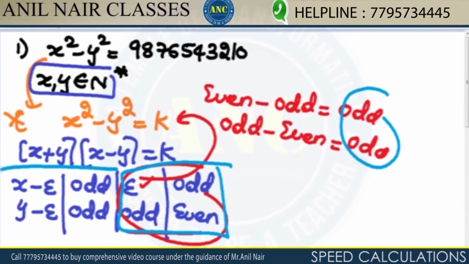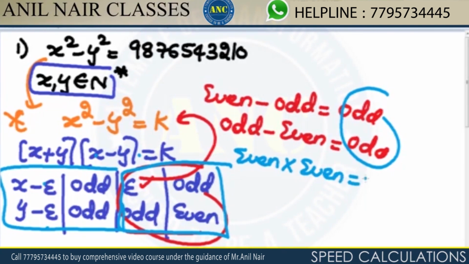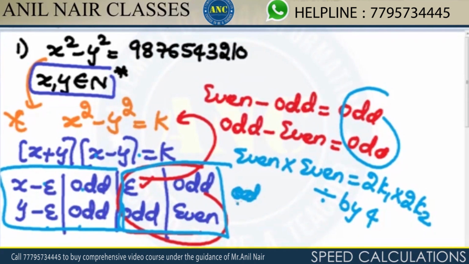If I take the first two cases, x is even, y is even. x plus y, even plus even is even. x minus y, even minus even is even. Any even number is of the form 2k1, another even number 2k2. That means the answer is divisible by 4. Now x is odd, y is odd. Odd plus odd is even. Odd minus odd is even. Right? Even into even, the answer should be divisible by 4.